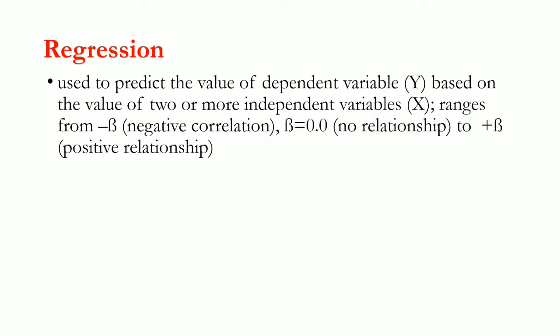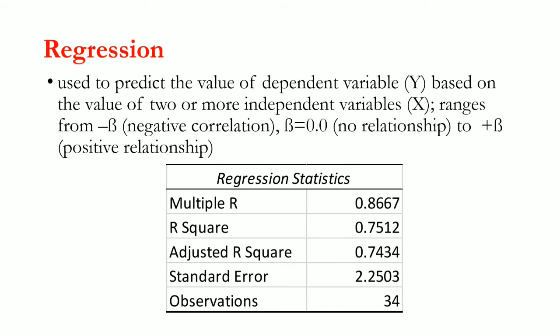Regression is used to predict the value of dependent variable, that's y, based on the value of two or more independent variables, x variables. The value range from negative to positive relationship. This is like Pearson R, but this is used to predict the value or the effect of an independent variable to a dependent variable. You will see the outcome when you run this in SPSS or Excel, the following.